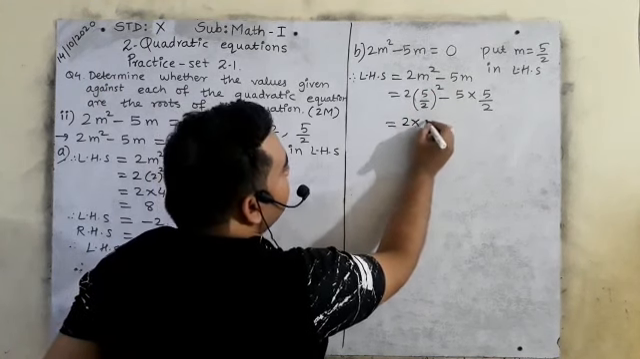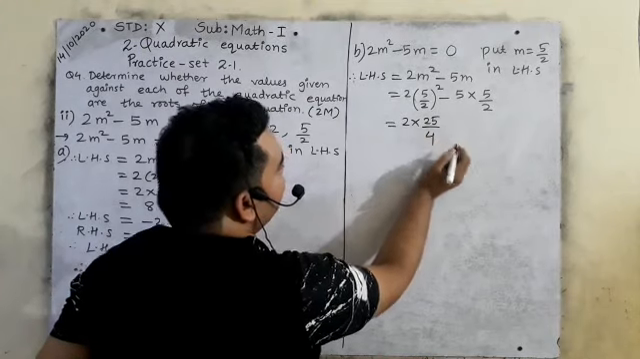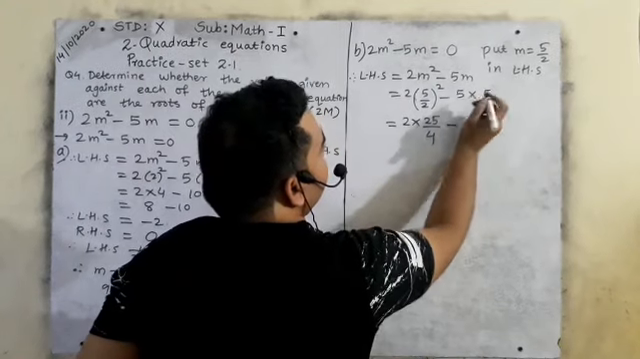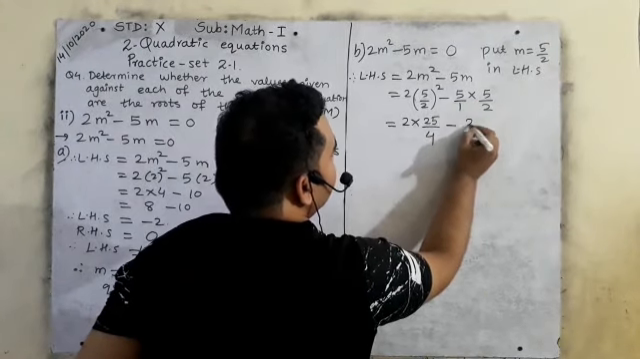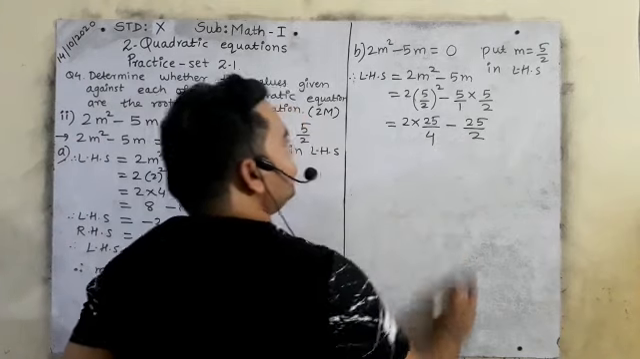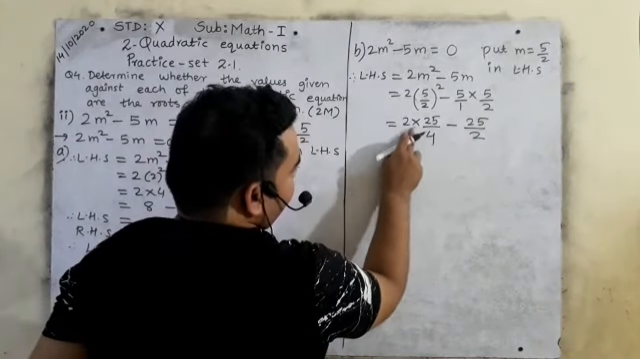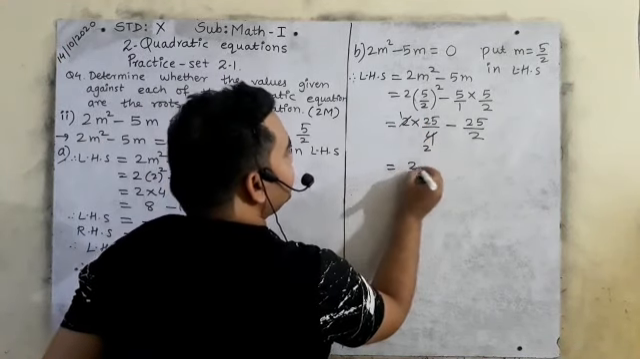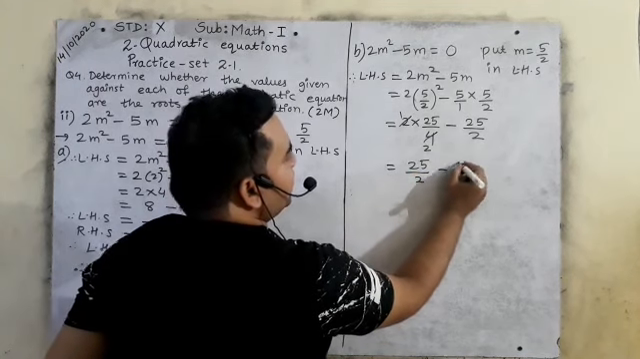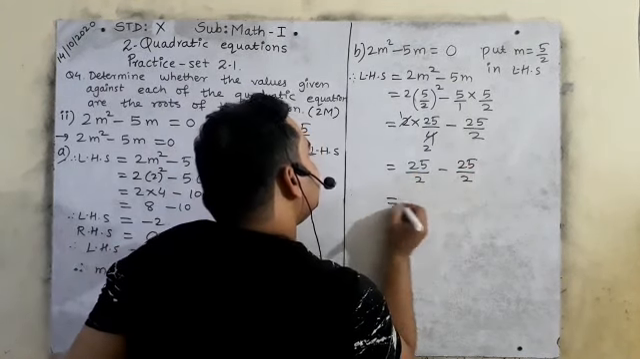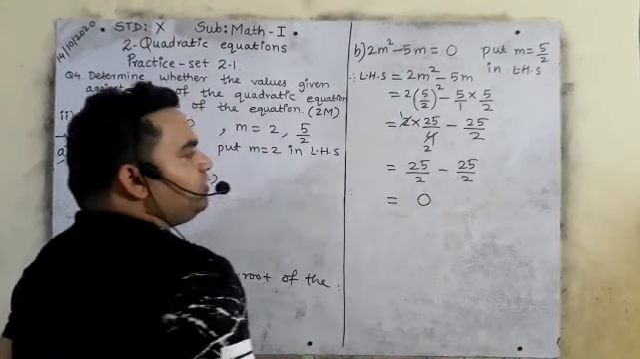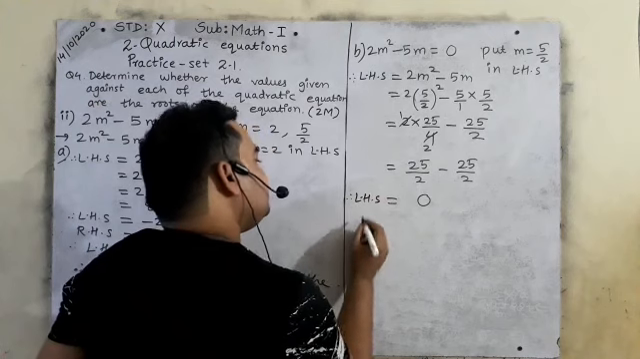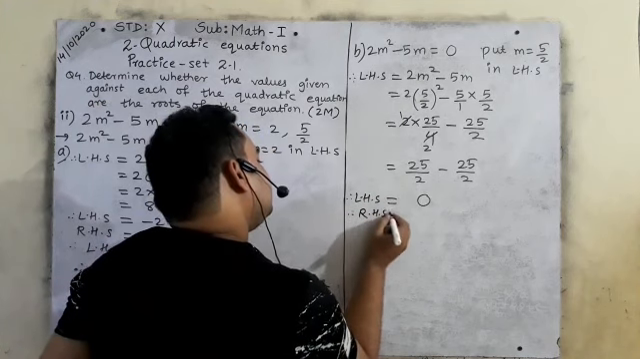2 multiplied by the square of 5, which is 25, and the square of 2 is 4. Minus 5, 5 5s are 25. You will multiply here, nothing is here, it is 1. 5 5s are 25, 2 1s are 2. Now you can cut, it is cross multiplication. 2 1s are 2, 2 2s are 4. So the answer is 25 upon 2 minus 25 upon 2. So what is the answer? 0. 25 upon 2 minus 25 upon 2. So therefore LHS, the left hand side, is equal to 0, and RHS is equal to 0.